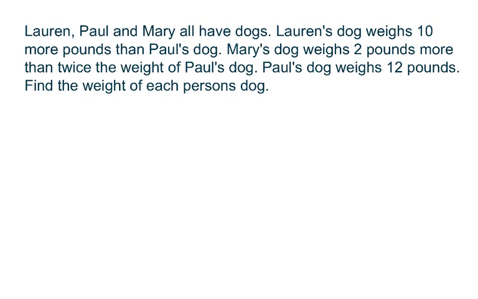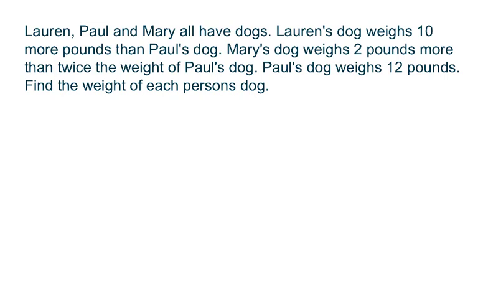It says Lauren, Paul, and Mary all have dogs. Lauren's dog weighs 10 more pounds than Paul's dog. Mary's dog weighs 2 pounds more than twice the weight of Paul's dog. Paul's dog weighs 12 pounds. Find the weight of each person's dog.